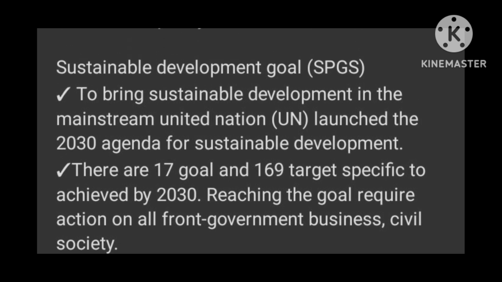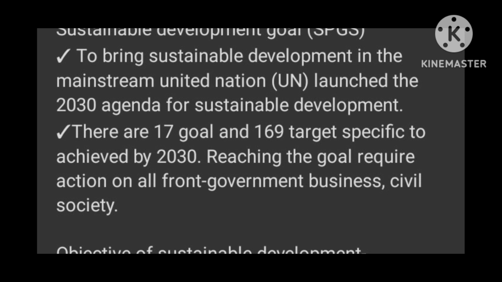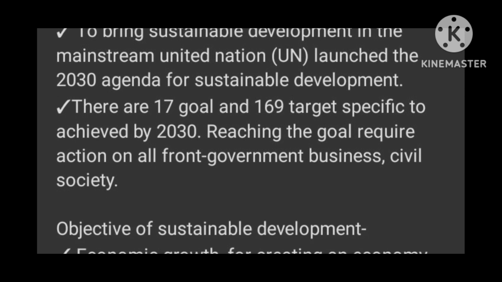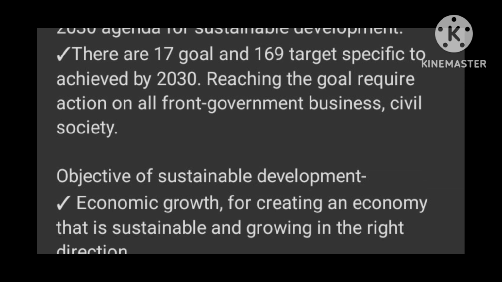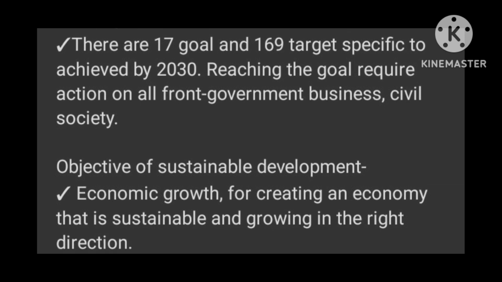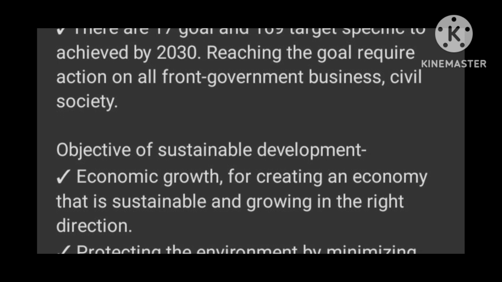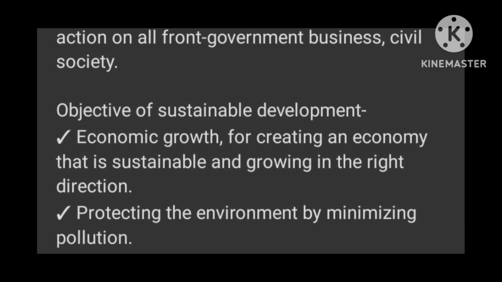The United Nations, UN, launched the 2030 Agenda for Sustainable Development. There are 17 goals and 169 targets specific to be achieved by 2030. Reaching the goals requires action on all fronts: government, business, civil society.